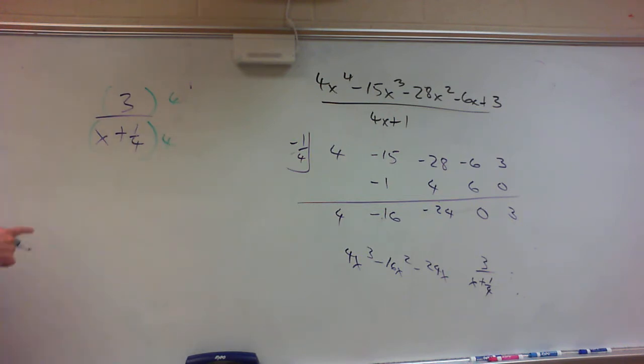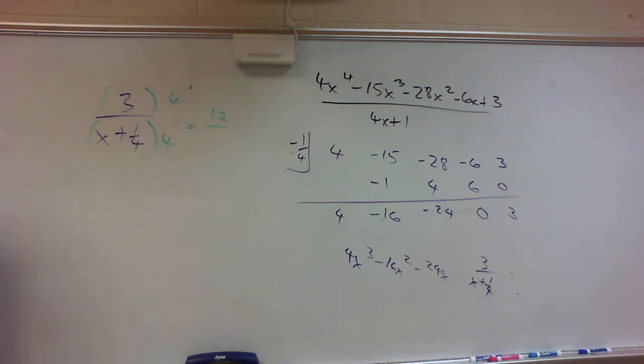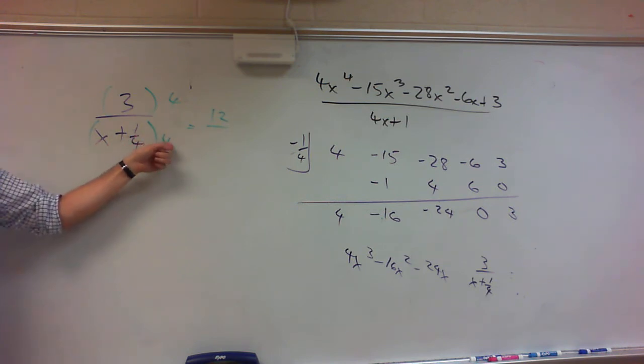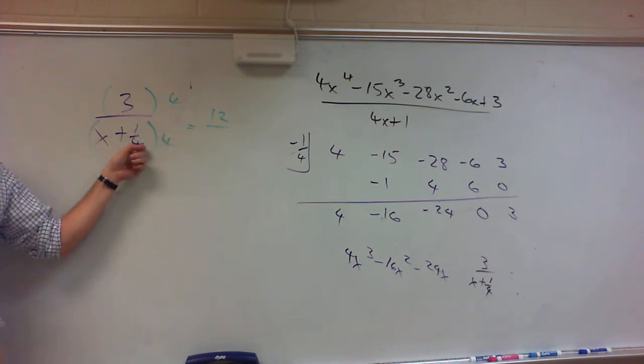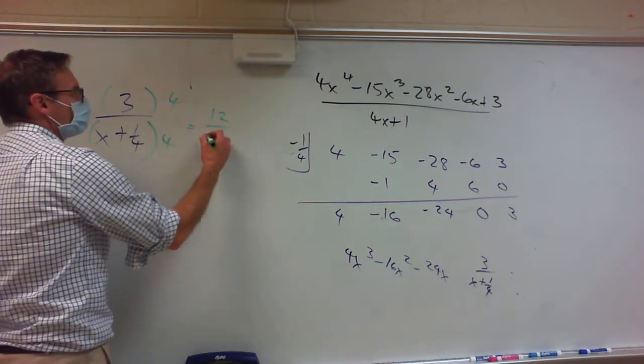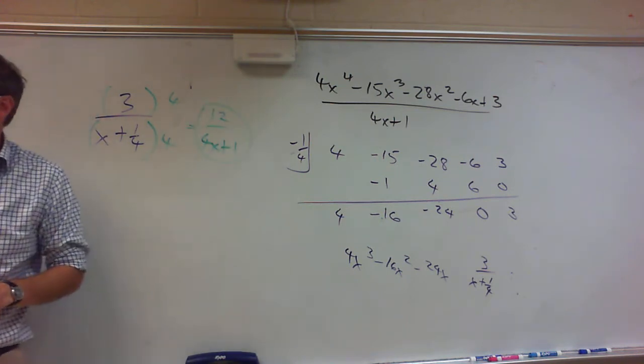When I multiply the top by 4, well, that's nice. That just gives me a 12. And look what happens when I multiply the bottom. Well, what's 4 times 1/4? 1. And what's 4 times x? 4x. So when I distribute the 4, that gives me 4x plus 1. And so that ends up being my remainder.